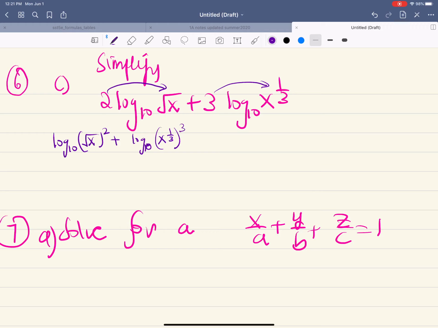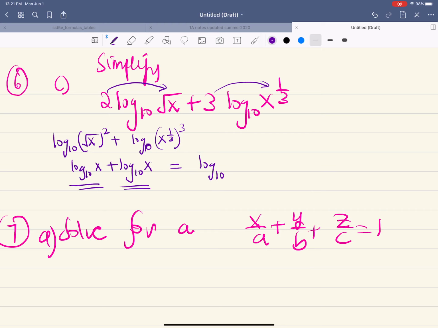Now, you know the square root and square are opposite of each other. They're going to cancel each other. So I'm left with log to the base 10 of x plus log to the base 10 of x, same thing. 1/3 times 3 is just 1. Now I have two separate logs. I can go ahead and use the product property of logs.